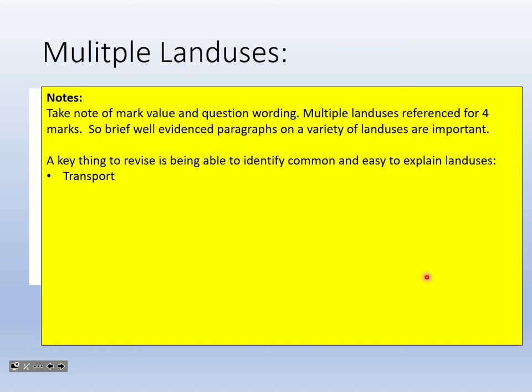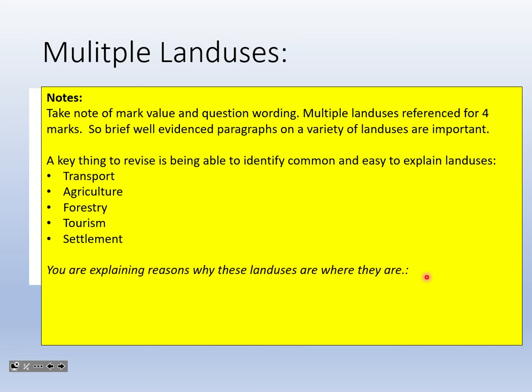We're going to look at transport, agriculture, forestry, and a little bit of tourism in this case study. We'll also address some settlement. Tourism and settlement I've done in detail elsewhere, but those 3 land uses you see there, transport, agriculture and forestry, we can talk about in some detail, and it reminds you that they are worth revising. It's worth pulling your notes from National 5 and Higher off the shelf and revising the factors that influence the location of farm types, forestry and transportation. You're explaining reasons why these land uses are where they are.